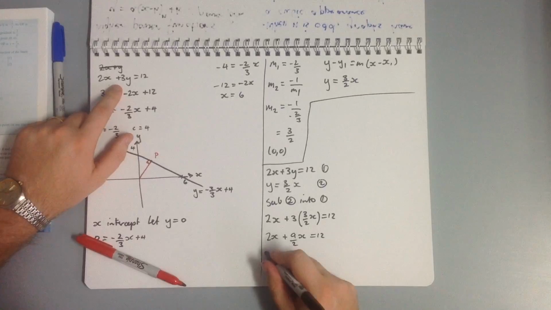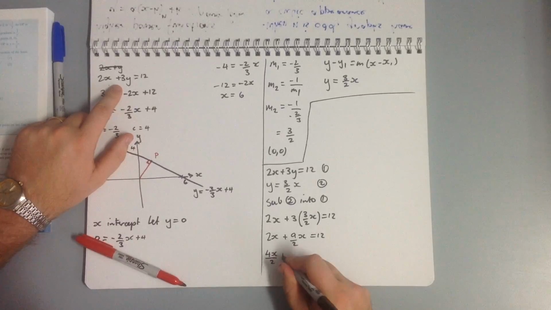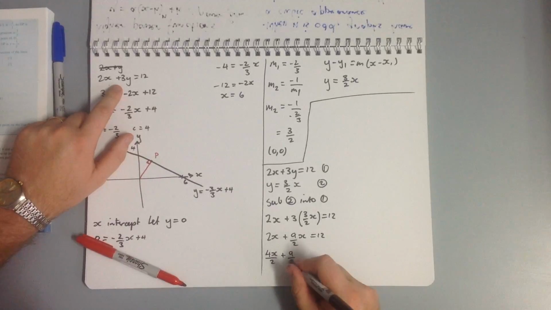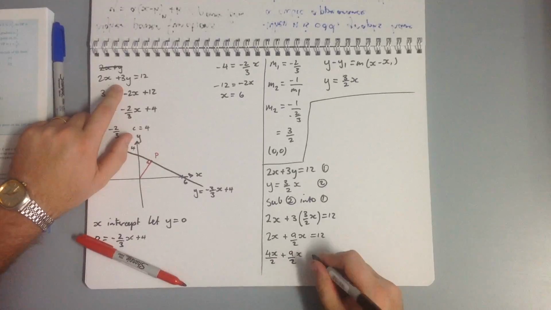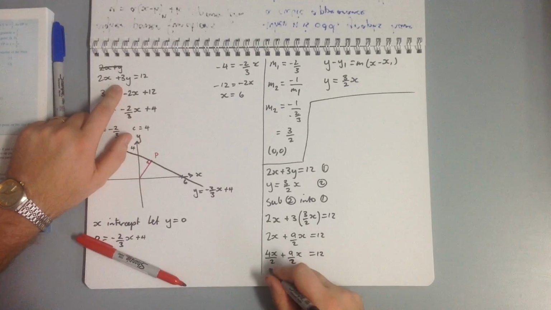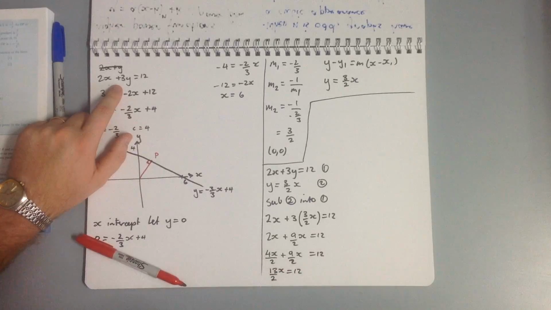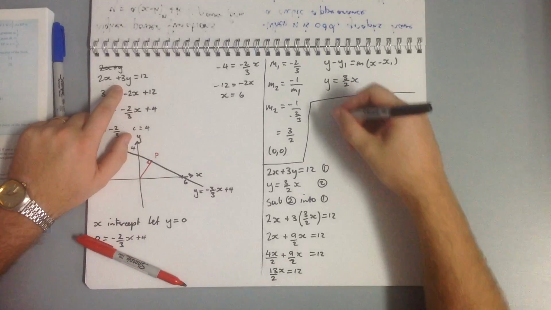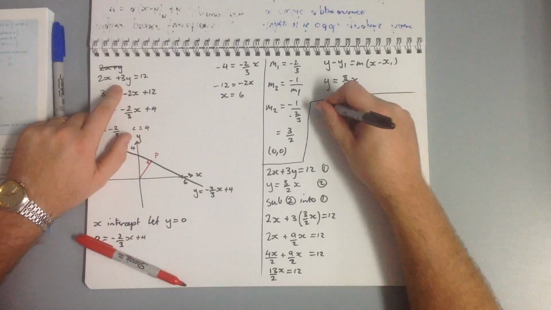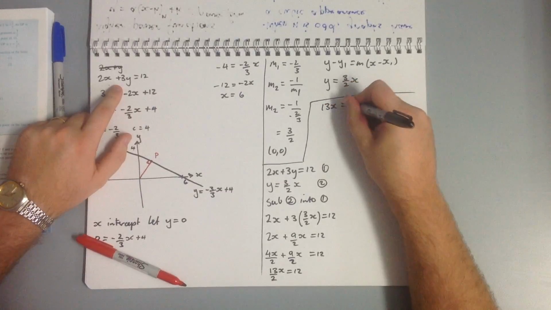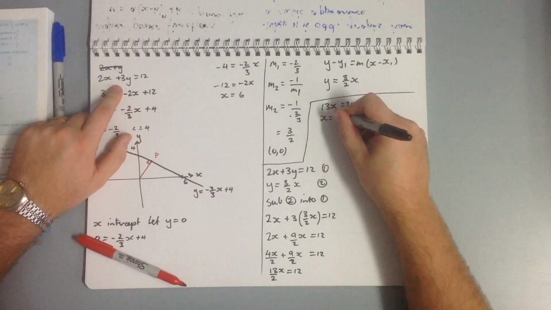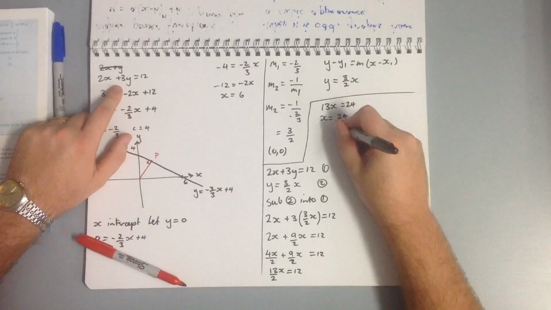Which means we can say that's 4x on 2 plus 9x on 2, which equals 12, which means we can say that we've got 13x on 2 equals 12. Rearranging, that means that we have 13x equaling 24, and so x equals 24 on 13.